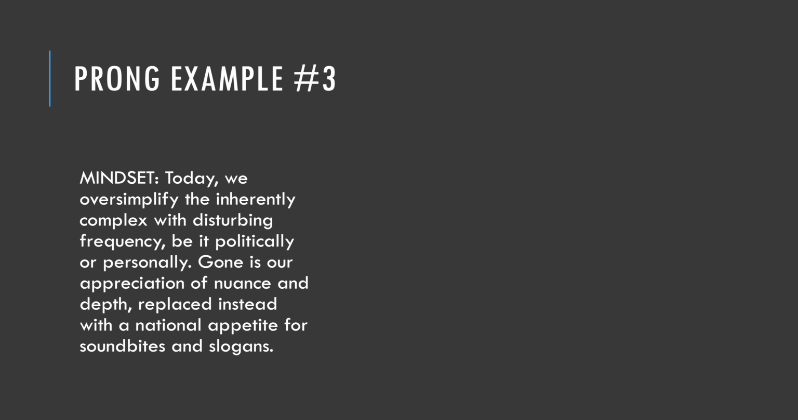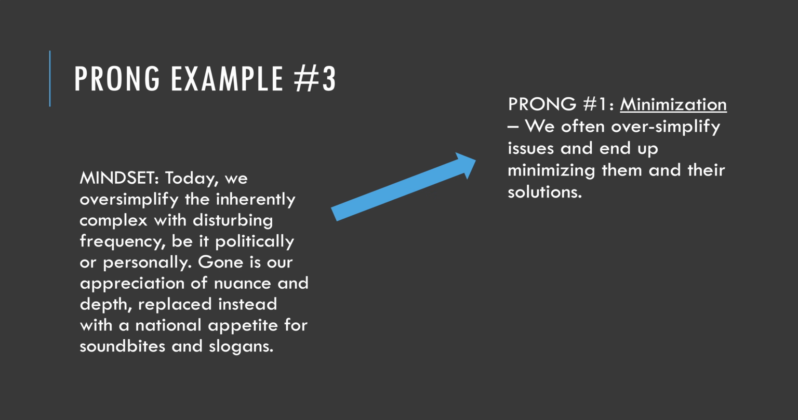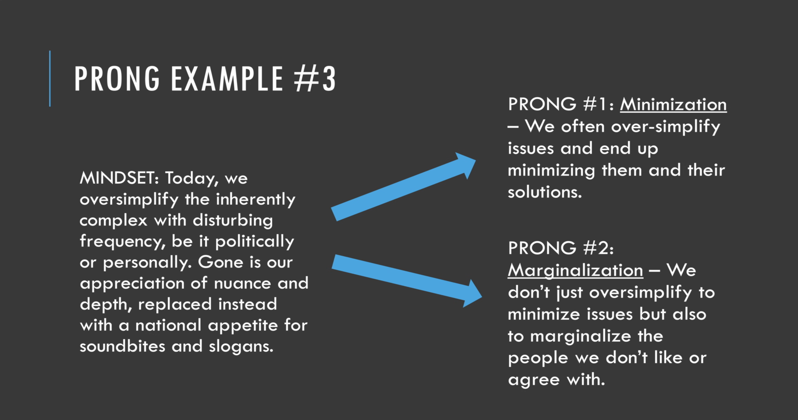Prong number 3, or example number 3. This was Harris Hosseini's speech. You all have seen this one. We oversimplify the inherently complex with disturbing frequency, be it politically or personally. Gone is our appreciation of nuance and depth, replaced instead with a national appetite for sound bites and slogans. All right, oversimplification, we get it. What were his two prongs? First, it was minimization. And he said we often oversimplify issues and end up minimizing them and their solutions. This is about minimizing issues that should be more important and more at the front of our minds. Second, he talked about marginalization.